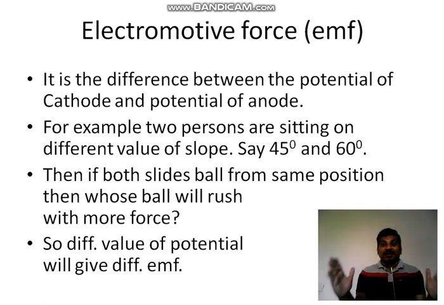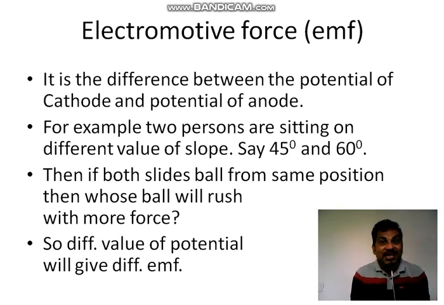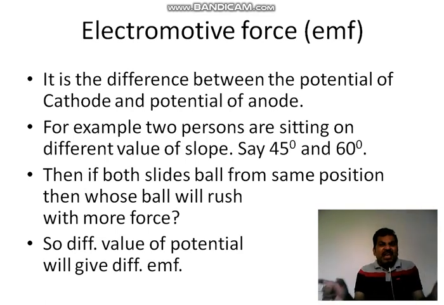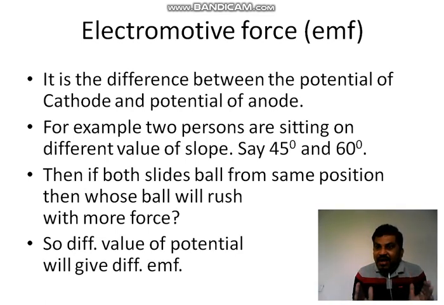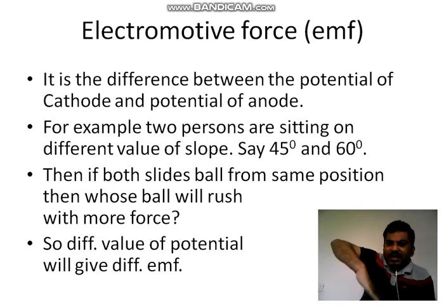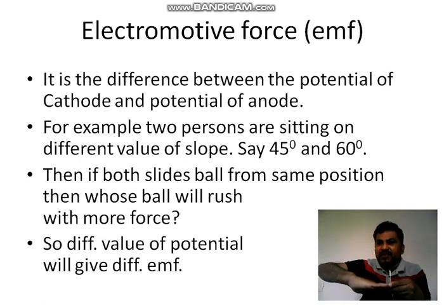Now we know that in an electrochemical cell there are two parts. One part is the anode and one part is the cathode. Anode and cathode have different values of potential, as we have discussed previously. Then some force must develop between them, as wind develops. For example, we will take a very simple example. Two persons are having two separate balls of the same size and same weight. One person is sitting on a slope of 45 degrees, and another person is sitting on a slope of 60 degrees.